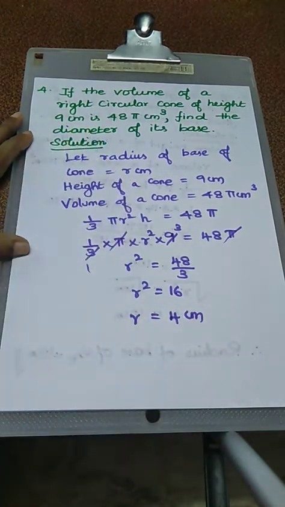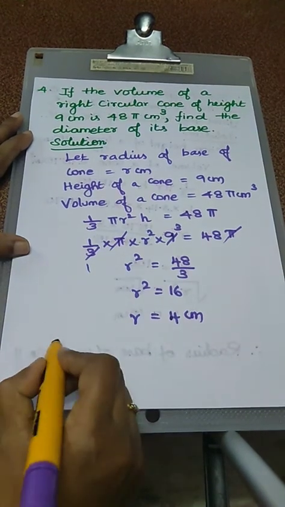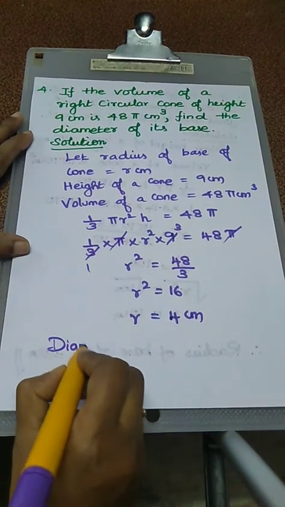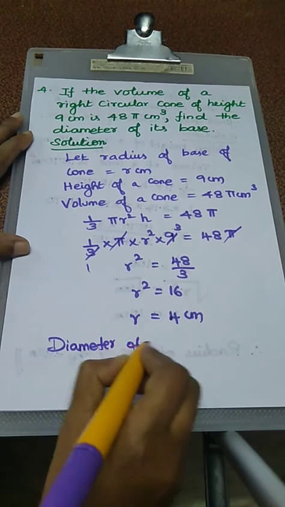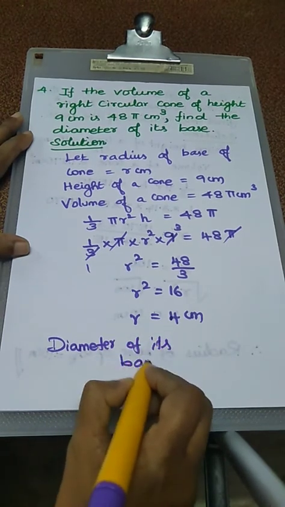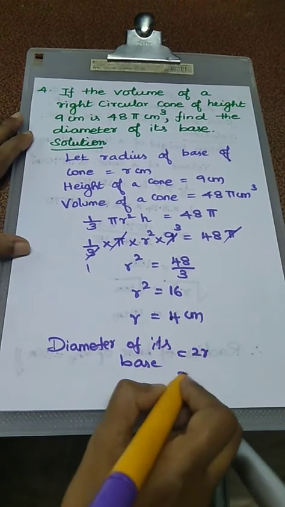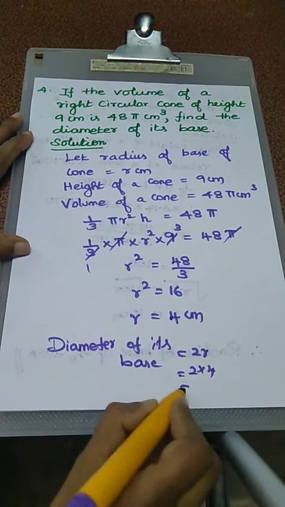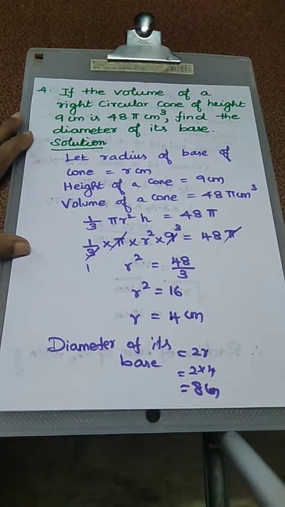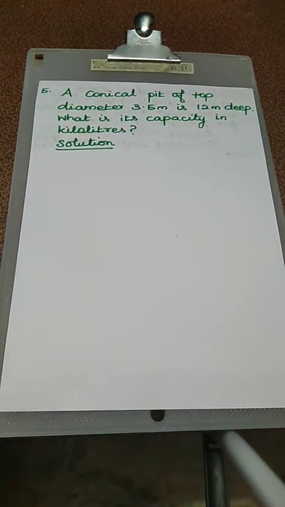But what is our question? Finally we have to calculate the diameter of its base, no. So diameter of its base is equal to 2r. So the value 2 into 4, the answer is 8 centimeter. That's all. Fifth problem. A conical pit of top diameter 3.5 meter is 12 meter deep.